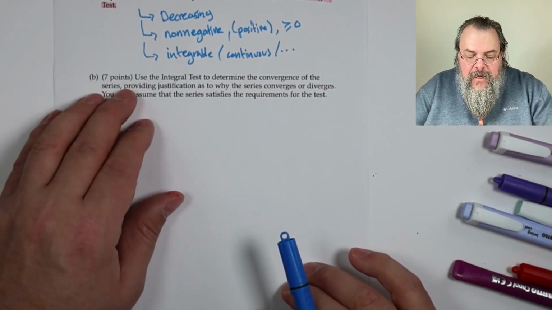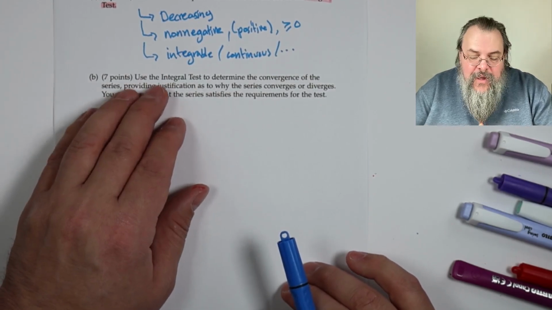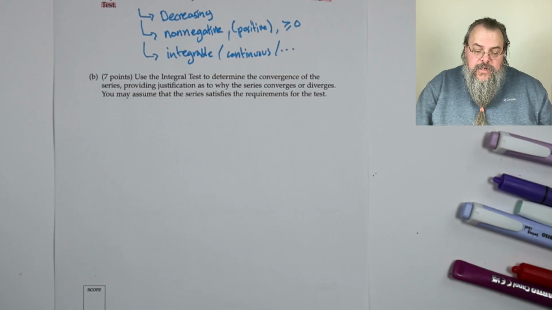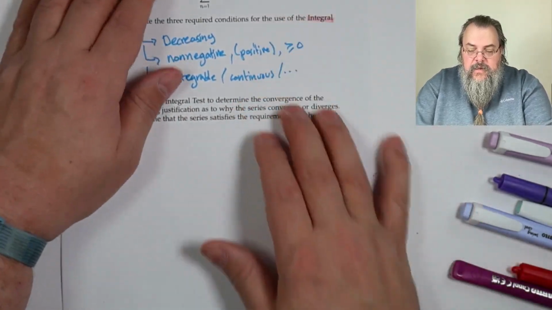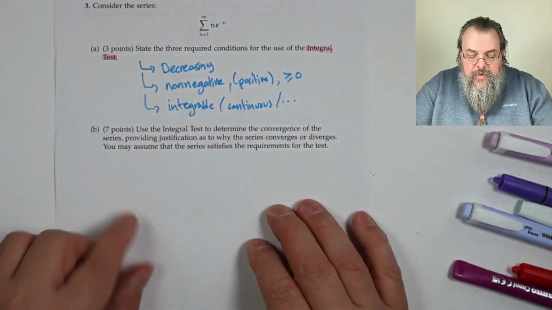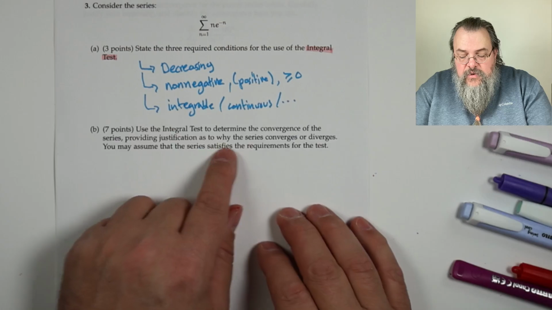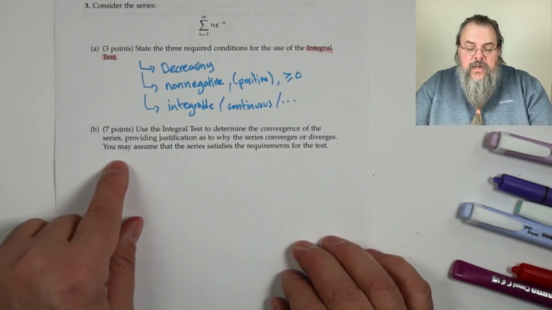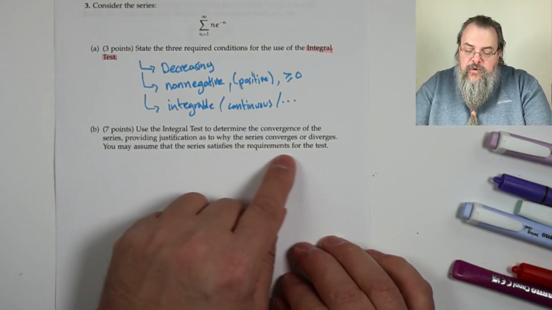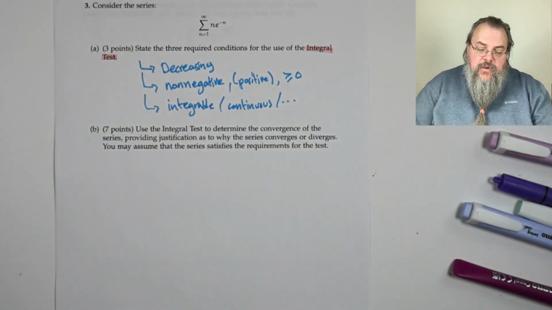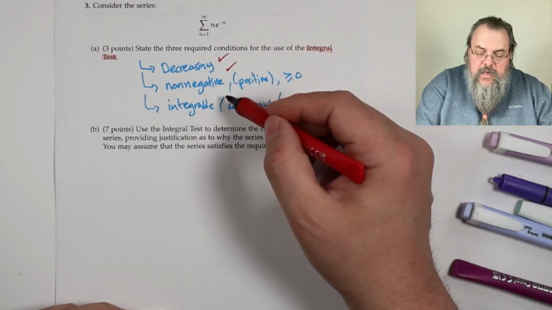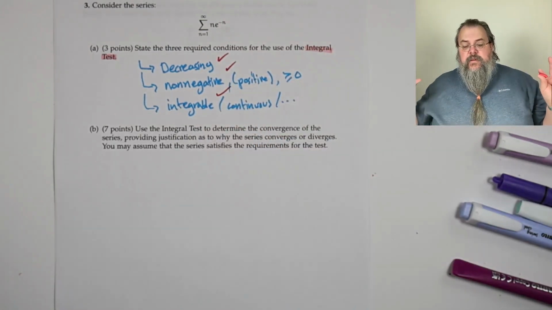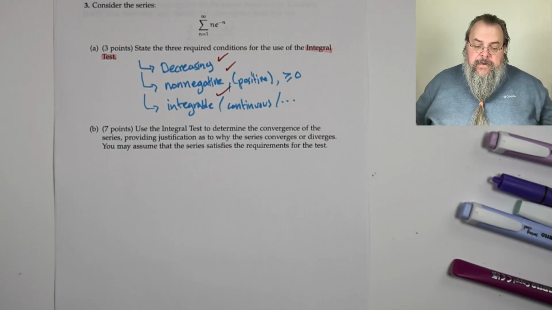Part B. Use the integral test to determine the convergence of the series. I took it off the screen, so let me pull it back down. It's the n e to the minus n. Provide justification as to why the series converges or diverges. You may assume that the series satisfies the requirements for the test, so we don't have to do that. We can say, look, it's decreasing, it's non-negative, it's integrable. Okay, so we have that.